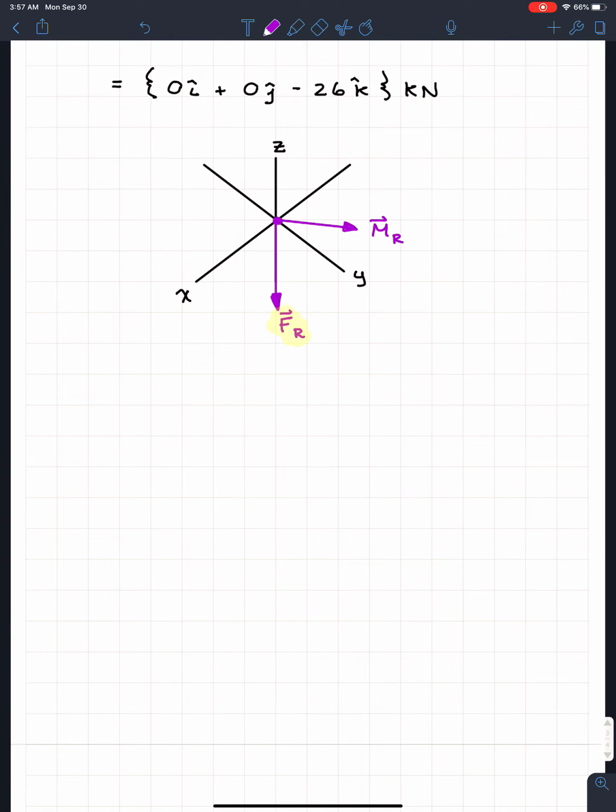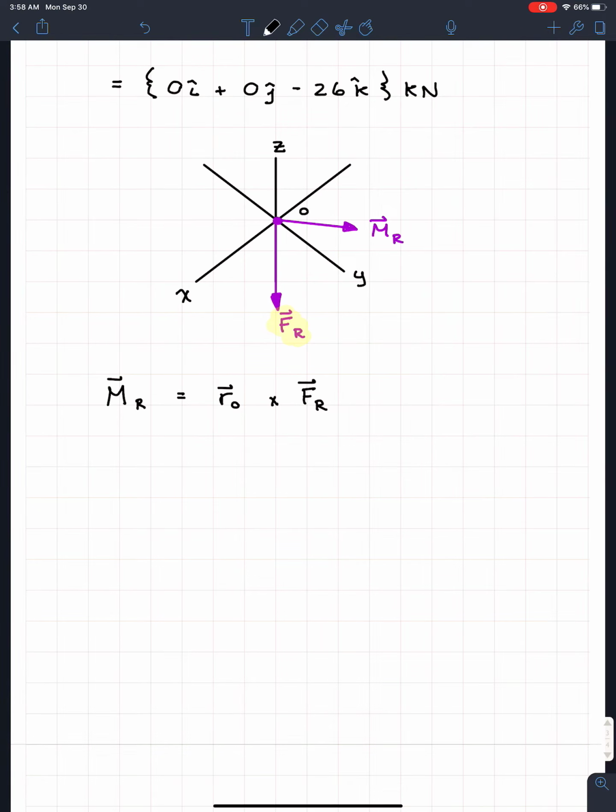Well, let's just think about how to get a moment first of all. If I wanted a moment vector, we know that's going to be equal to a position vector cross a force vector. And we already know that the moment vector we're interested in is MR, and the force vector we're interested in is FR. Now, we have to think, okay, the position vector goes from a point to another point. And we know that the moment vector that we have is about point O. So the position vector must start at point O and then go somewhere. But we don't know where it goes.